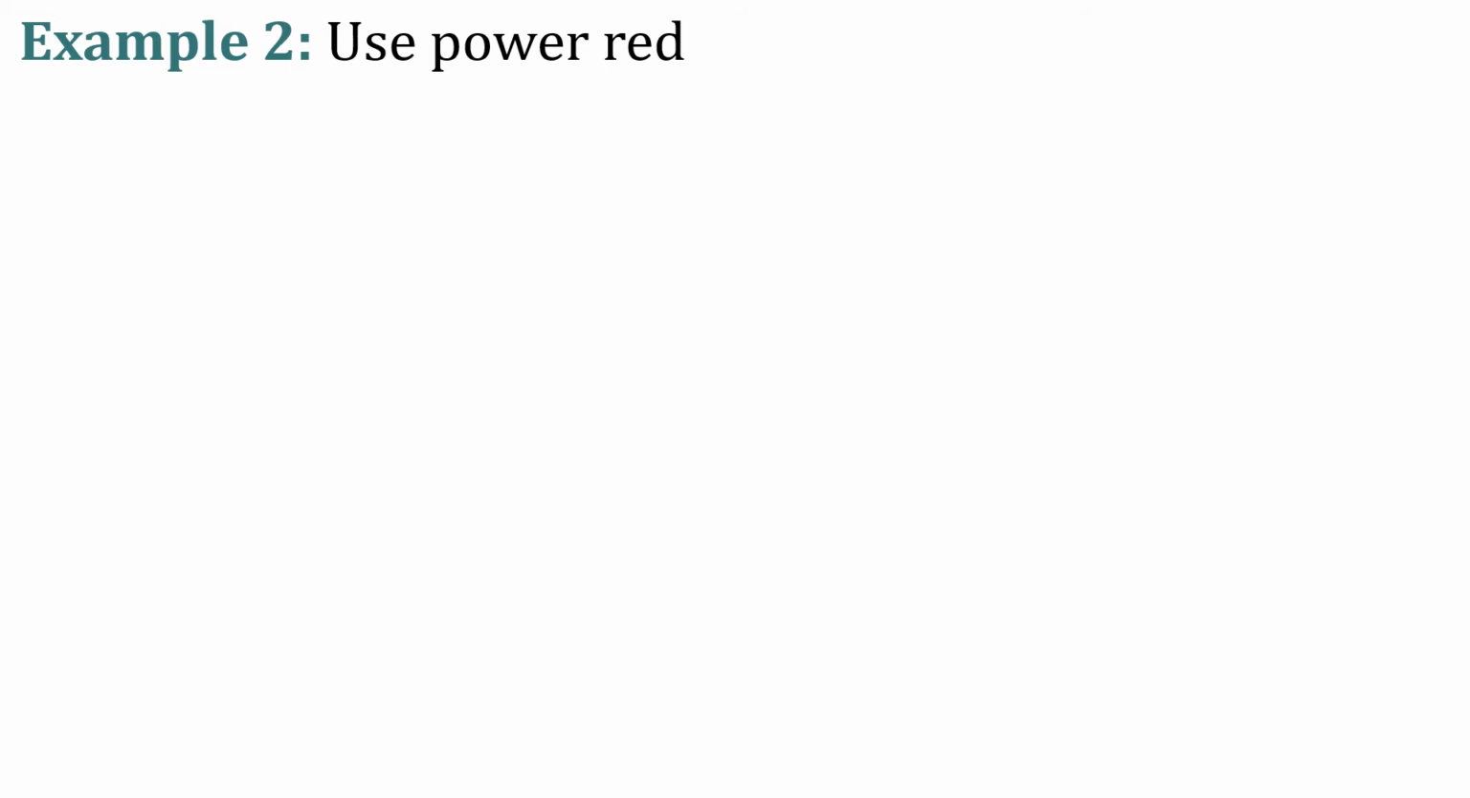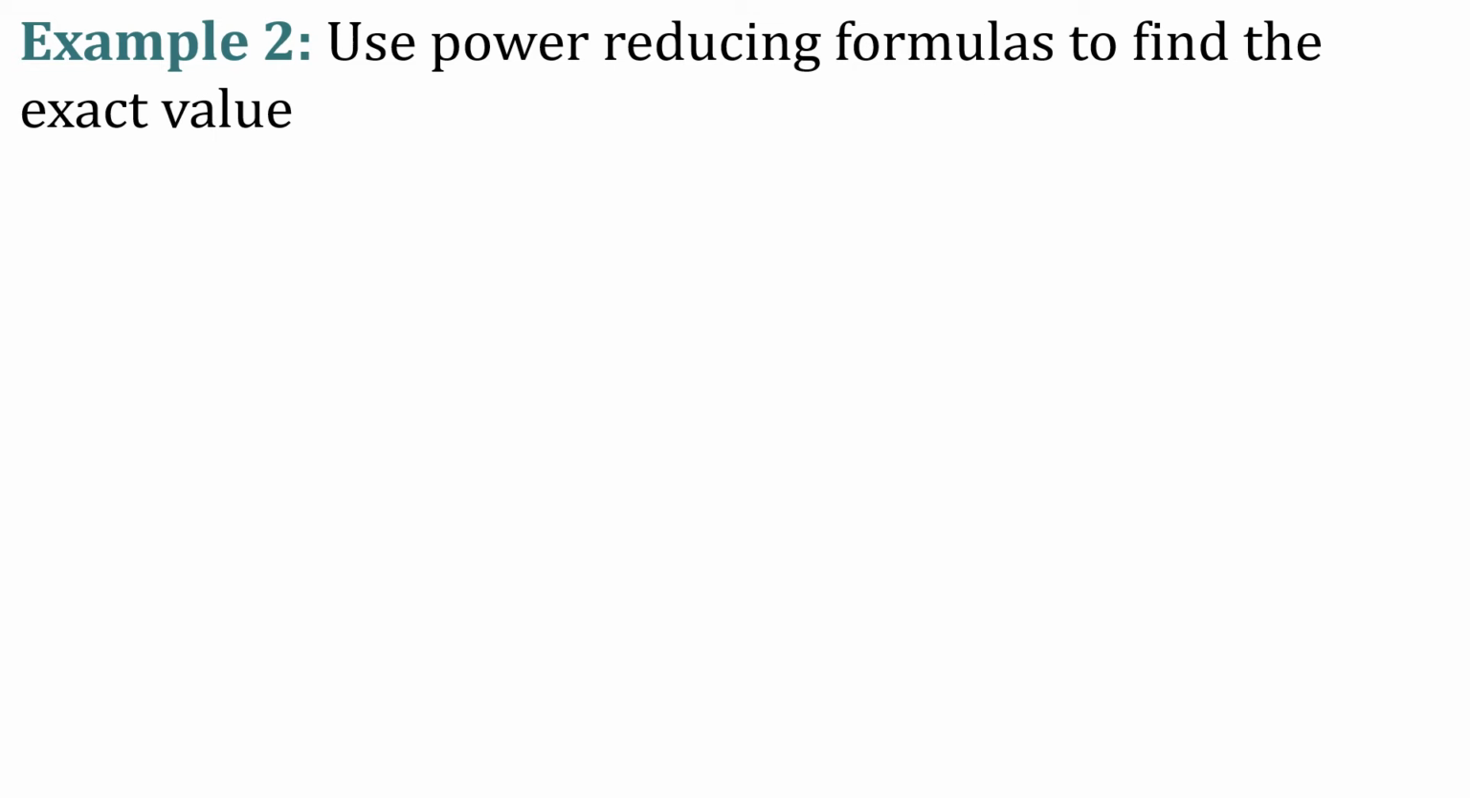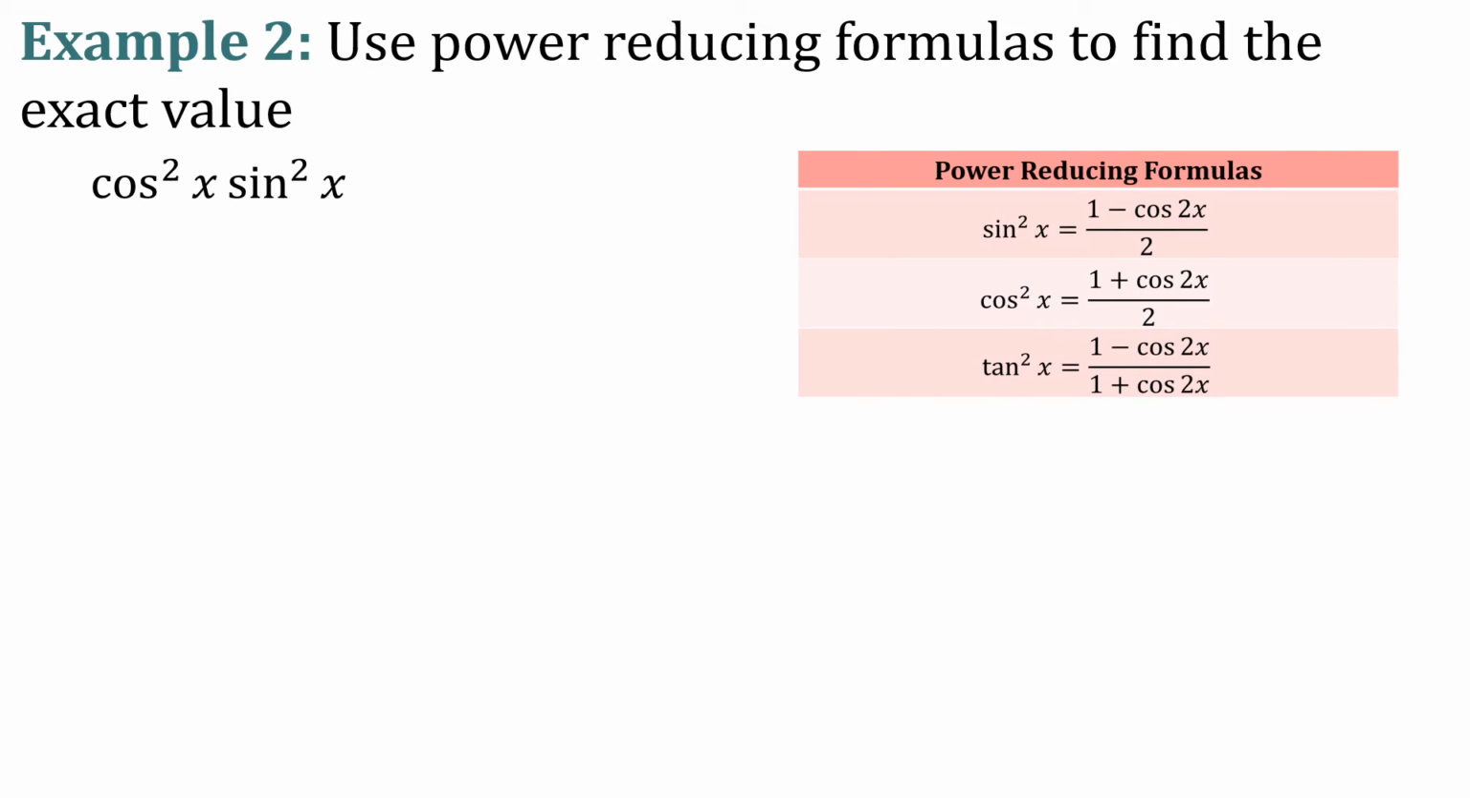Okay, in this example, we're going to use the power reducing formulas to rewrite the expression cosine squared x sine squared x. So here are the power reducing formulas. We need to use both the one for sine and for cosine.